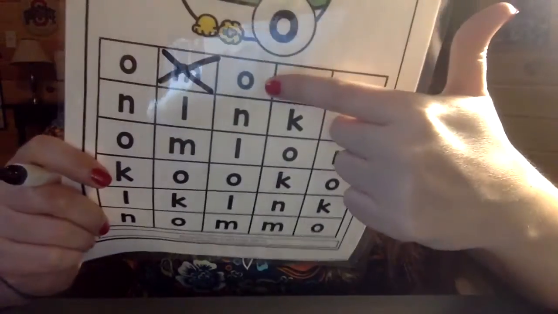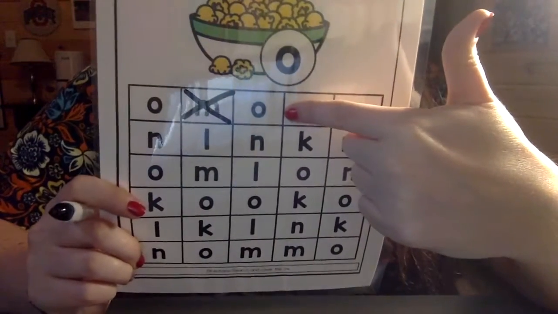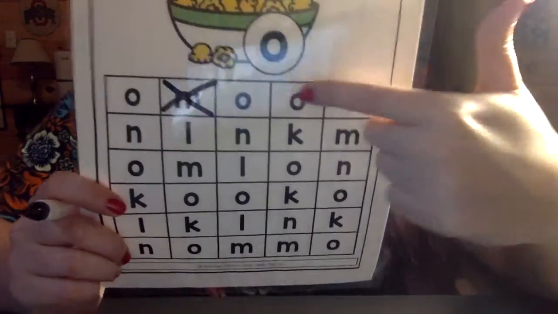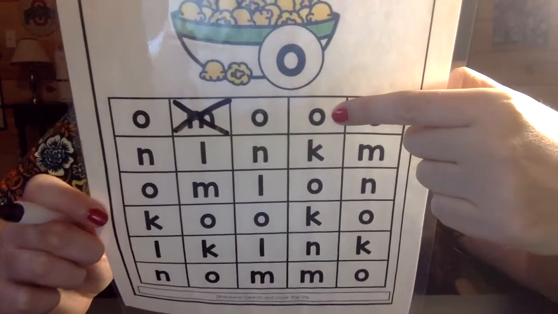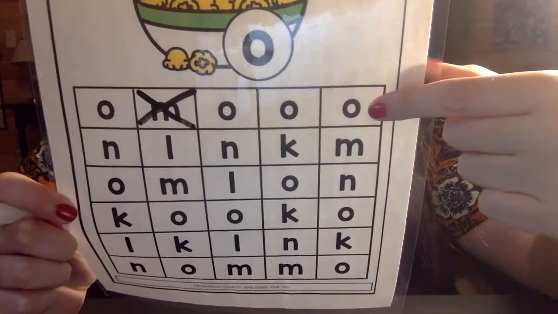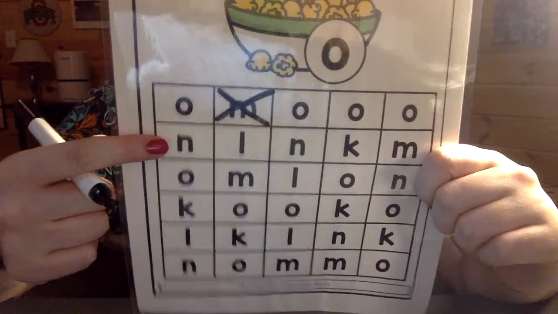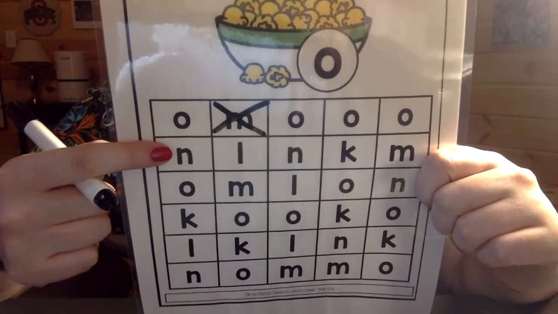Next one. Is this an O? Yes, so we'll leave it alone. Is this an O? Yes, so we'll leave it alone. Is this an O? Yes, we'll leave it alone. Next row. Is this an O? No. What letter is it? N. We'll cross it out. We don't need that.